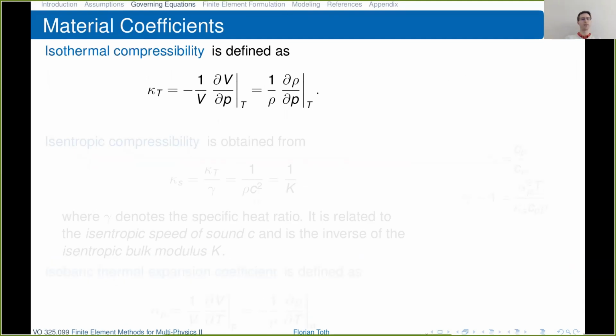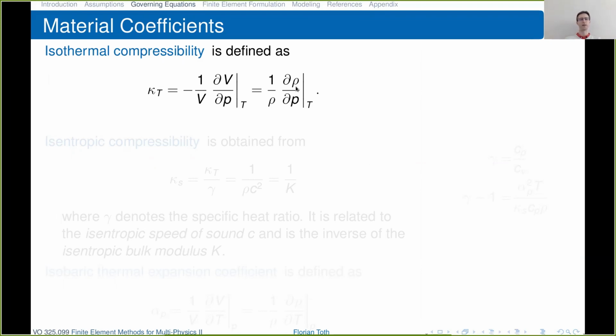First, we have the isothermal compressibility, kappa T, which is defined as minus 1 over the volume times the partial derivative of the volume with respect to the pressure at constant temperature.